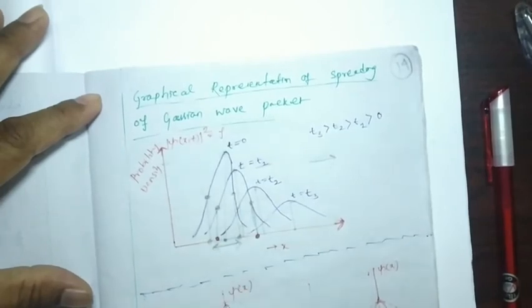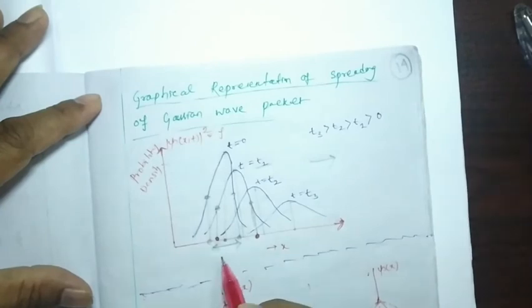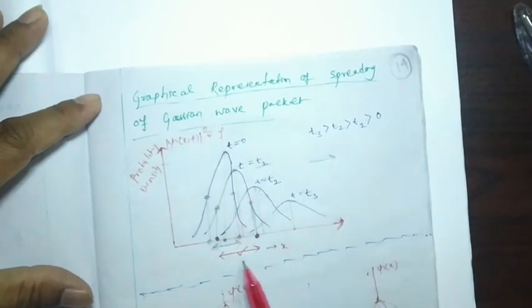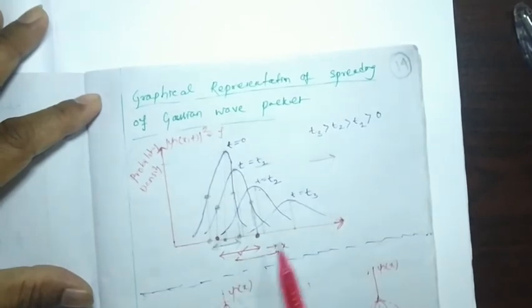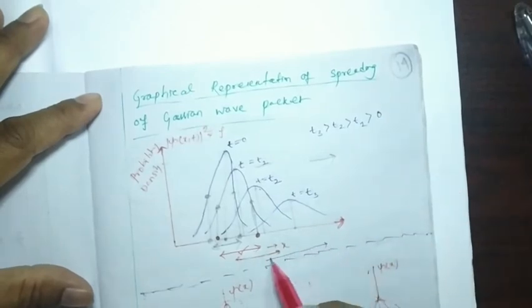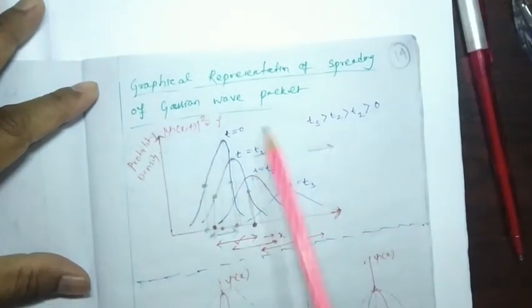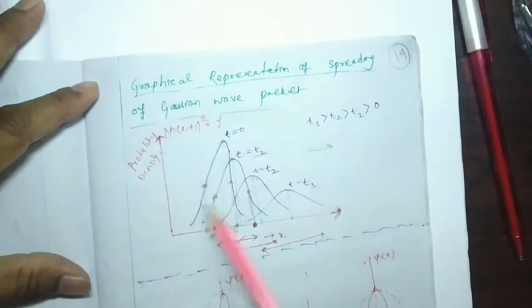This width and second width, which one is the larger? This one is larger than this one. Likewise, if we consider the third peak, the width will be further increased. This width is the distance between the two reference points. The next time, this width will be increased again. So this is a Gaussian wave packet spreading with time.